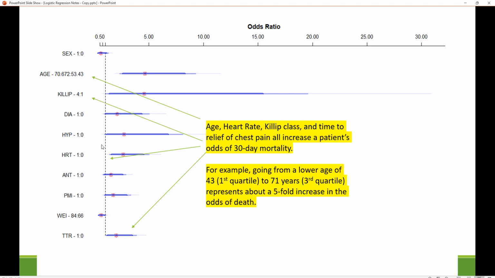But for these 4 predictors, we actually do see a significant difference, because we can see that the 95% confidence interval does not contain that vertical dashed line. So it looks like some predictors are going to be more important than others.